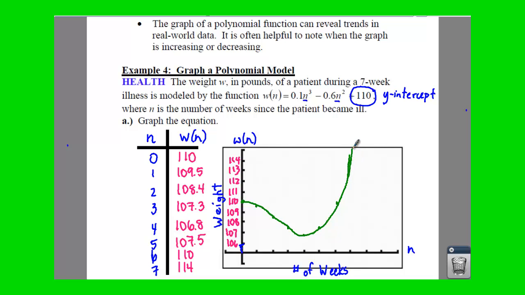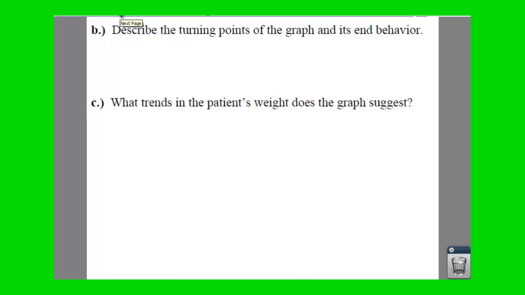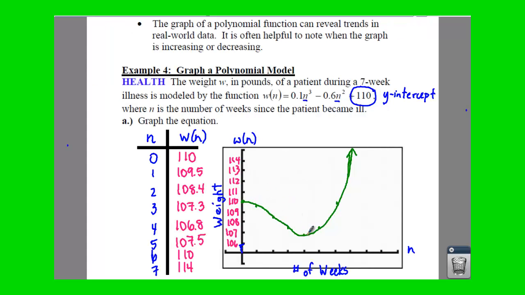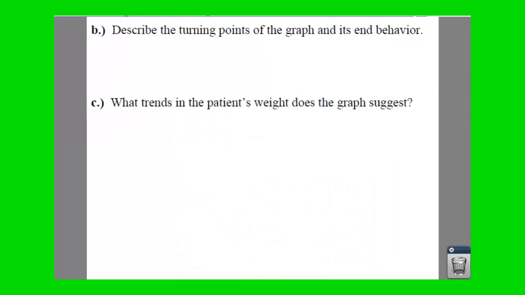Now it should make a little bit of sense, because if somebody is sick, a lot of times they don't eat as much and they're not going to be gaining weight, they lose weight. So here's your graph. So what we need to do is figure out what happens, or describe your turning points. So for B, it says describe your turning points. Well, according to our graph, we only have one turning point. This is your lowest value right here.